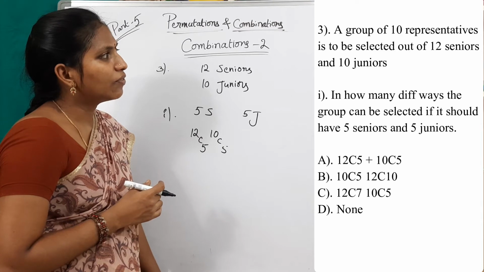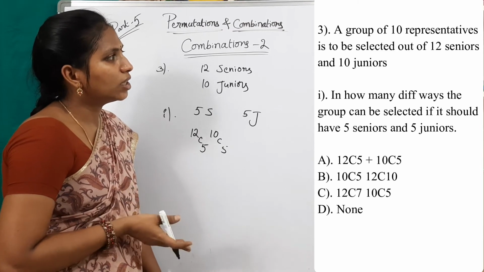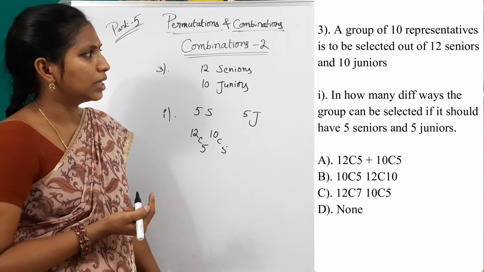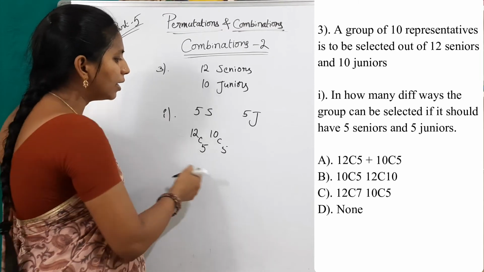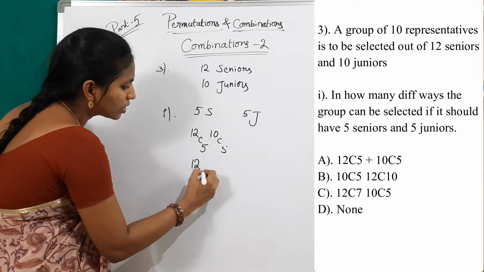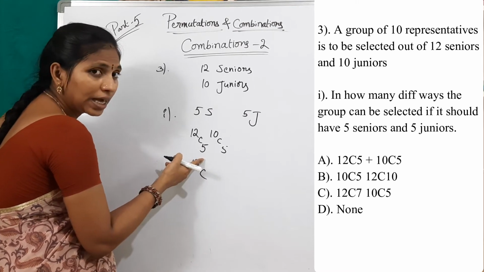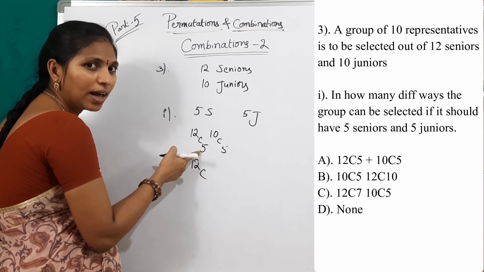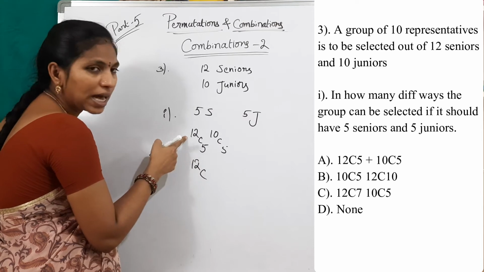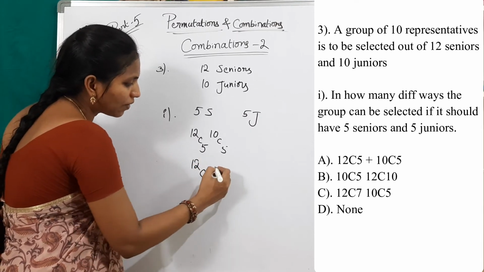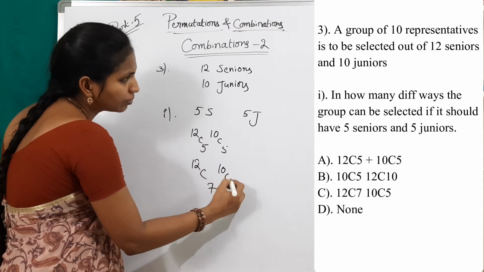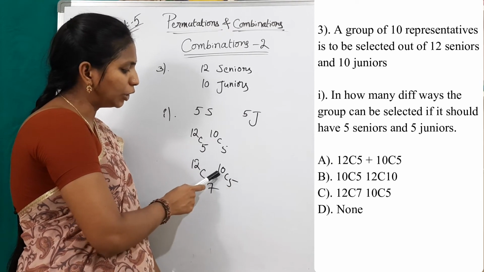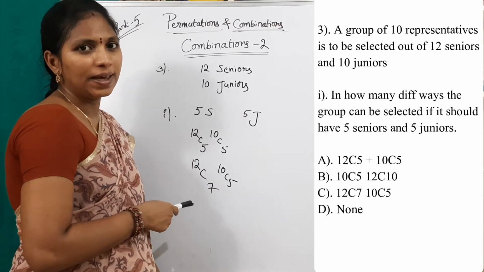The second option, 10C5 into 12C10, is not correct. And the third and fourth options. But this answer is not there in the options. We can write this one like this: nCr is equal to nC(n minus r). So nC(n minus r) means 12 minus 5, which is 7: 12C7 into 10C5. And 10 minus 5 is also 5. So 12C7 into 10C5. So option C is the answer.